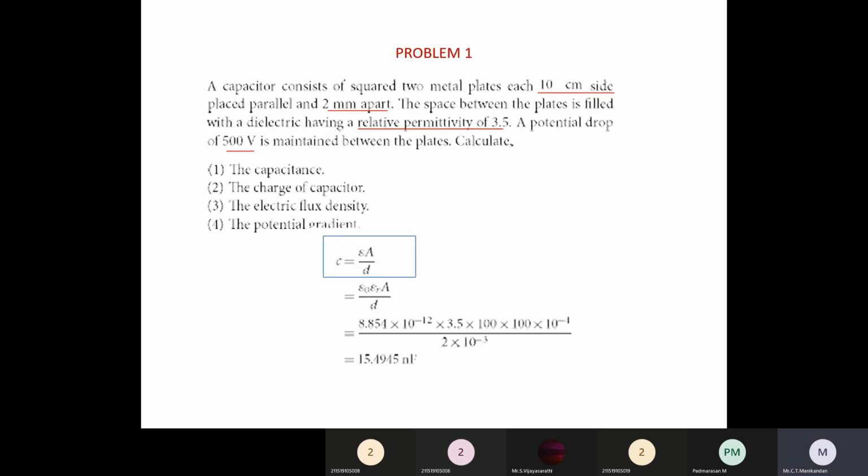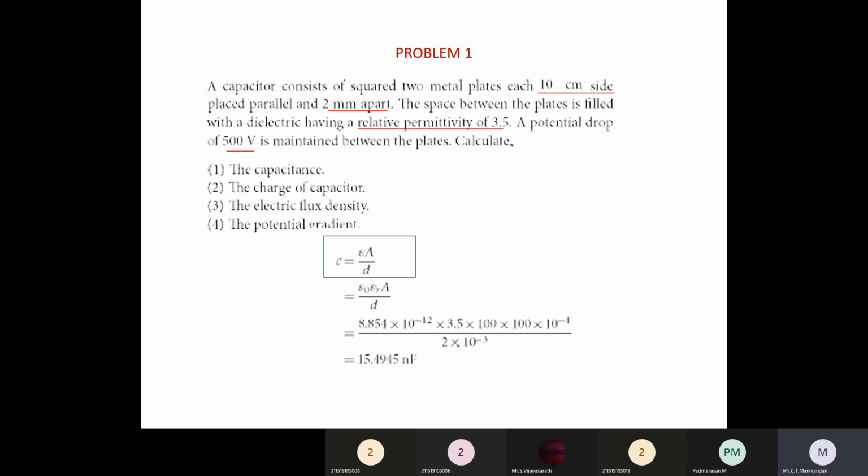Then we can see the model problems relating to the capacitor. A capacitor of square metal plates of 10 centimeter side, so that is actually 100 square centimeter, a printing mistake. It is a parallel plate capacitor with plates placed 2 millimeter apart. The space between the plates is filled with a dielectric having relative permittivity of 3.5. The potential drop is 500 volt. We have to calculate capacitance, charge, flux density and potential gradient.